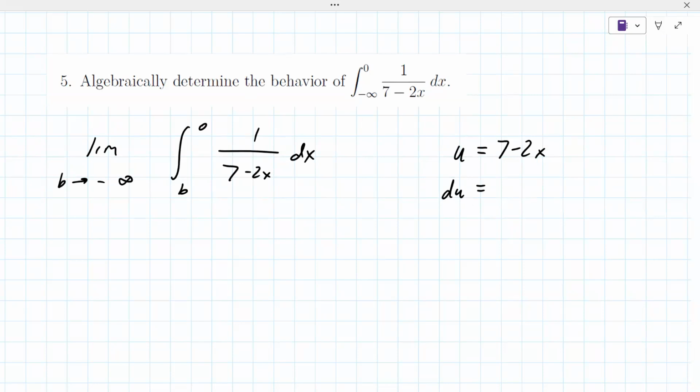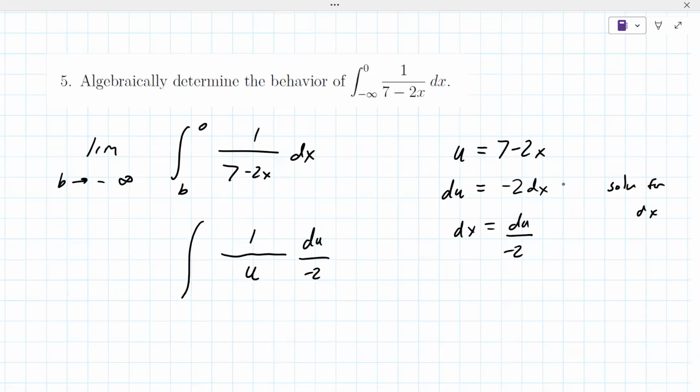Wouldn't it be 7 over x squared? The derivative of 7 is 0. The derivative of minus 2x is minus 2 dx. It's just the power rule. Okay. So the next step here is you substitute back in. For 7 minus 2x, you're going to put a u in. You typically solve this for dx. So this is dx equals du over -2.